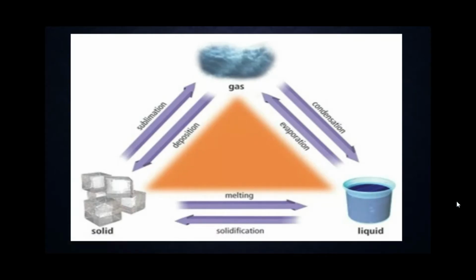Liquid turning into a solid is called solidification. A solid turning into a gas is called sublimation. And then the reverse of that, a gas turning into a solid is called deposition. A solid turning into a liquid is melting. And a liquid becoming a gas is evaporation.